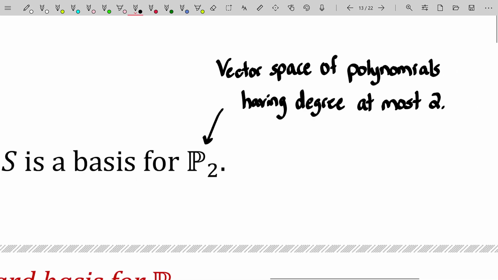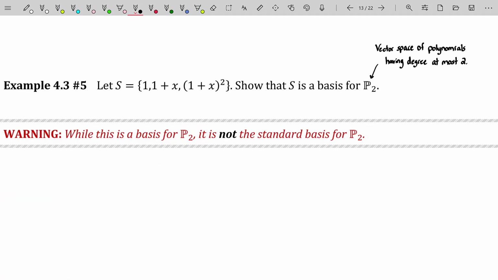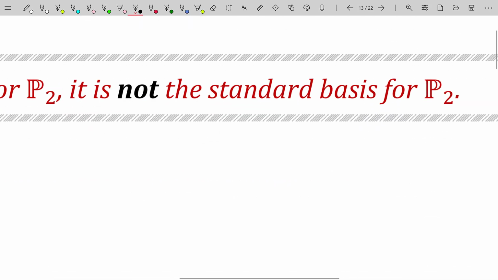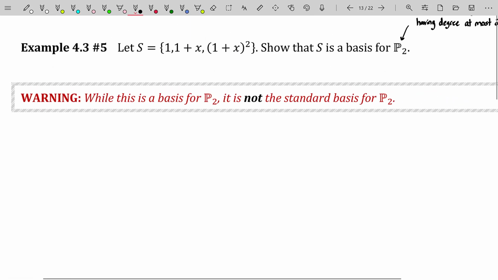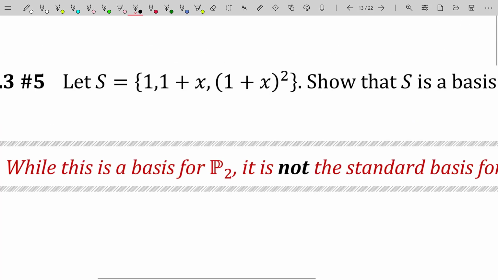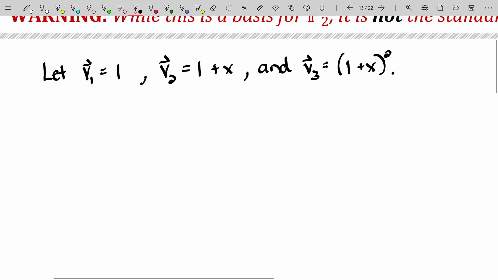Now, before I even begin, I just want to mention this will be a basis for P sub 2. We're just going to show it, but it will be a basis, but it is technically not the standard basis for P sub 2. I'll write down the standard basis in a little bit. For right now, we're just going to focus on this set of vectors specifically. We'll start with the claim that we're letting V sub 1 be 1, V sub 2 be 1 plus x, and V sub 3 equal 1 plus x quantity squared.